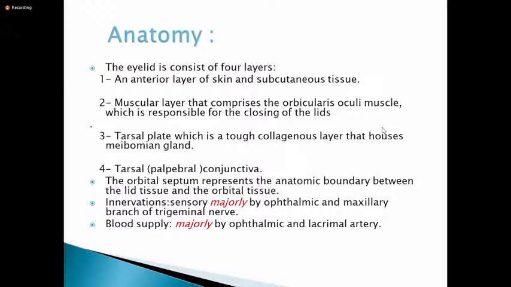We have the inner side of the eyelid as the palpebral conjunctiva, and lining the eyeball itself is the bulbar conjunctiva.